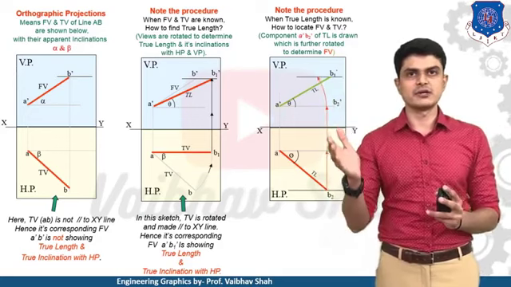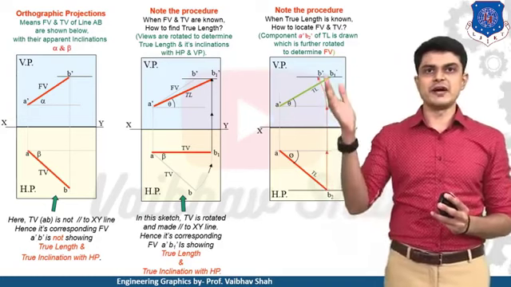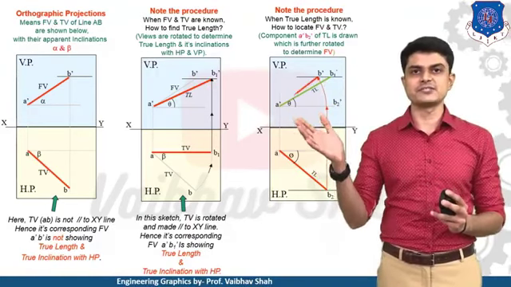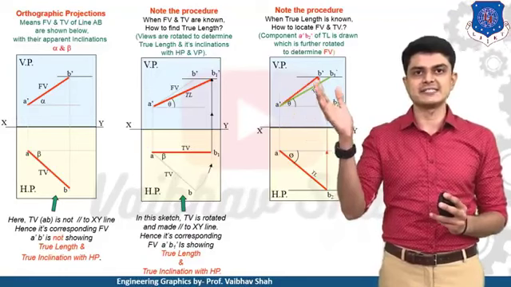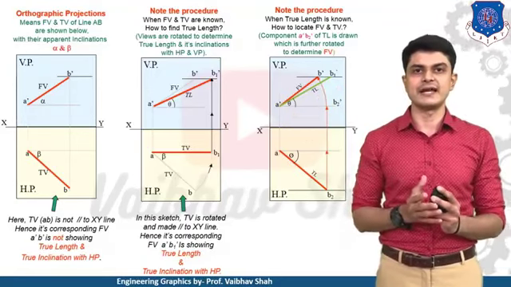We need to draw one circular arc like this. After making the arc, you will have your point B dash. Now connect your A dash and B dash. That means it is known as your front view. So this is nothing but the front view of the line.